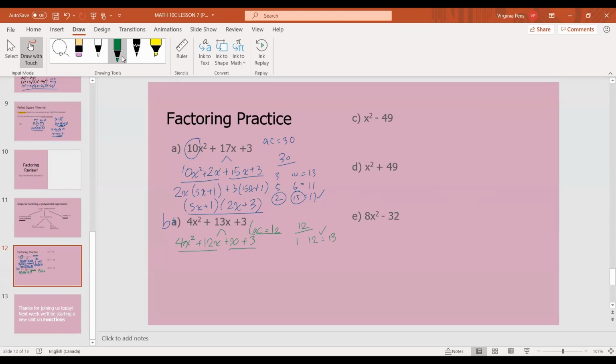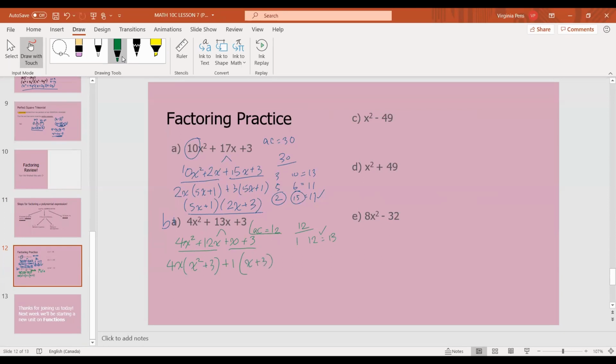Now we group it. In the first group, we can take out a 4x, and we're left with an x squared plus 3. The second group, we can't take out anything because x and 3 have nothing in common. So we'll just say we take out a 1. That leaves x plus 3.